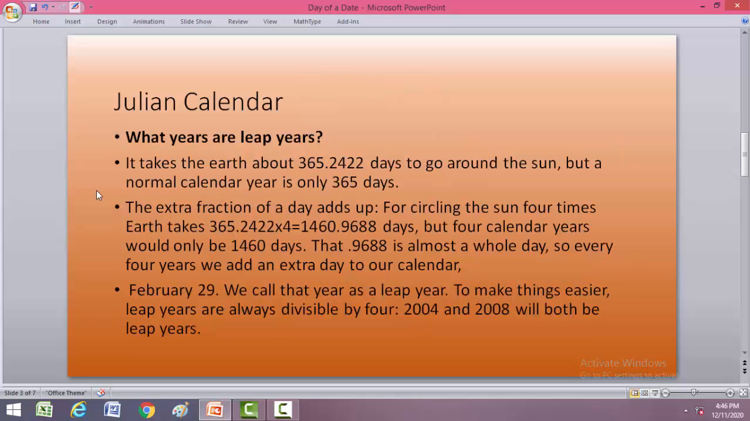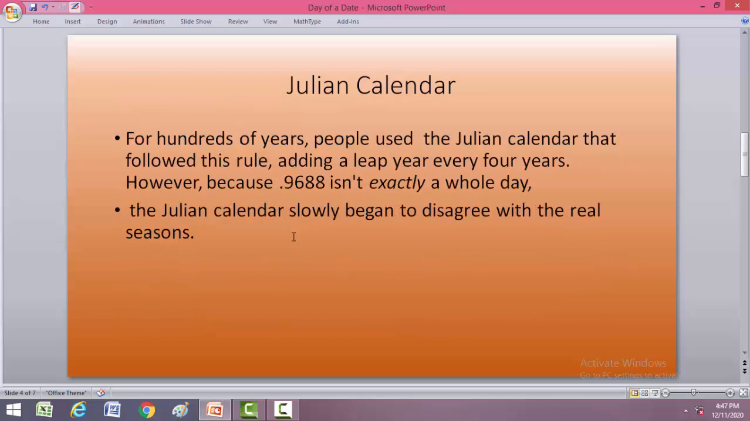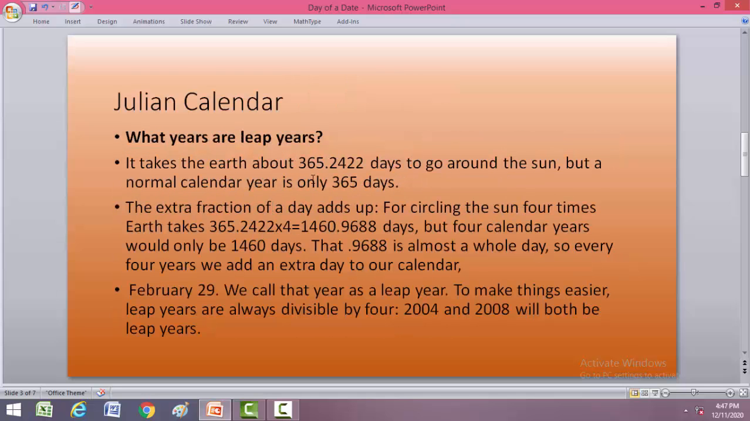Next, it takes the earth about 365.2422 days, which is 365 days, 5 hours, 48 minutes, 45.25 seconds. When converted to decimal with respect to 4 decimal places, we get the answer 365.2422. But a normal calendar year is only 365 days. The extra fraction of the day adds up because we are leaving this fraction.